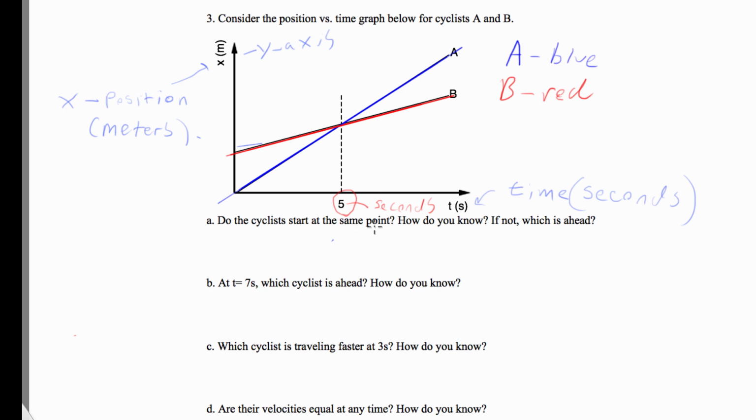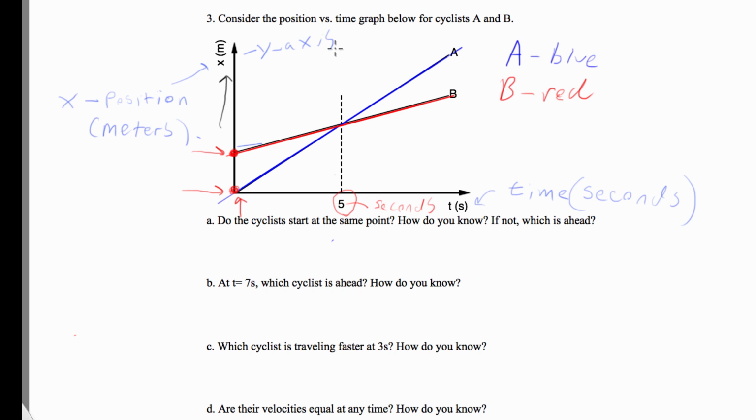So, do the cyclists start at the same point? How do you know? If not, which is ahead? Well, our start, as far as we can tell, is right here. So at the start, there is bike A, and there is bike B. And I think it is a very reasonable assumption that the higher up we are on the y-axis, that means more distance.